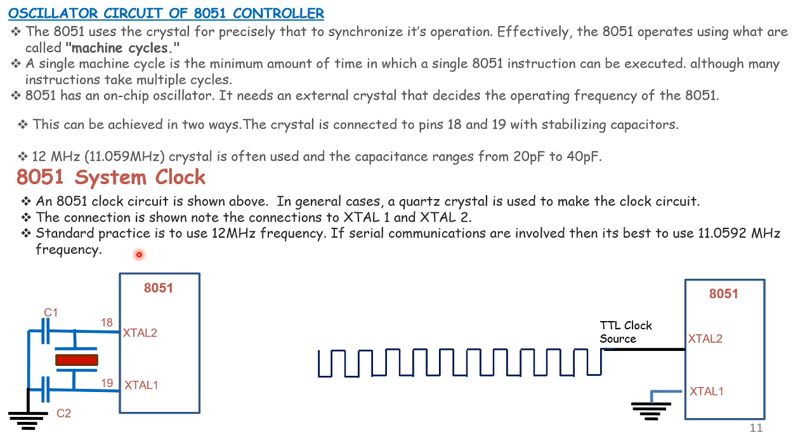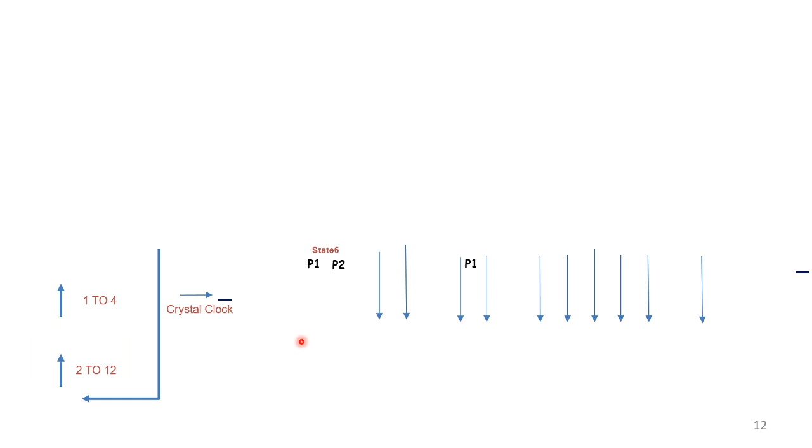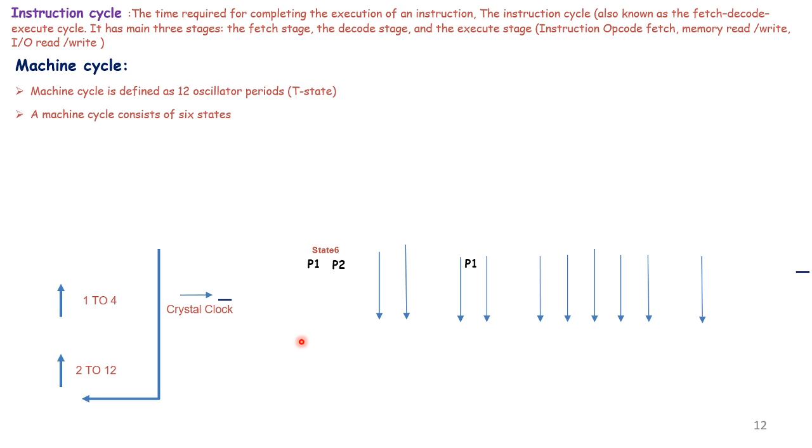So how is the clock generated? This is the TTL clock generated like this, a square wave, when we connect one terminal to ground. So this is the crystal clock, and this clock we use for finding the instruction cycle, machine cycle, T state, like this.